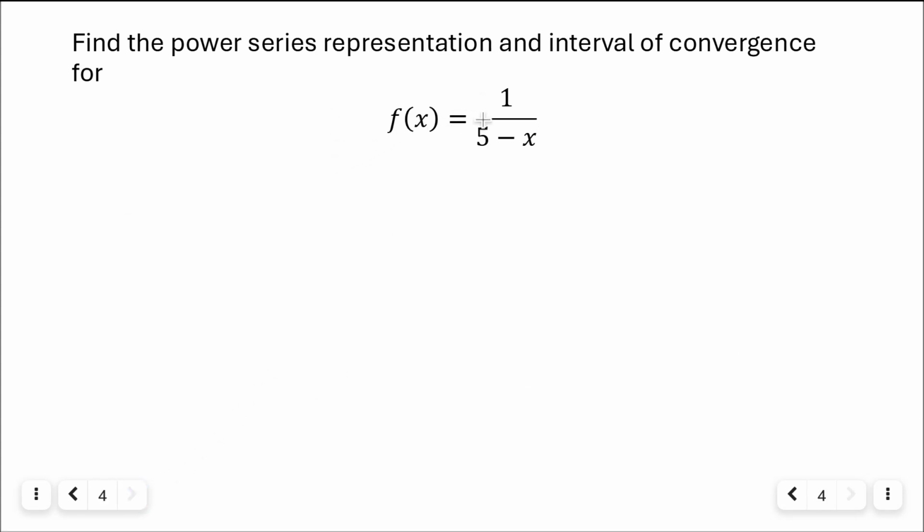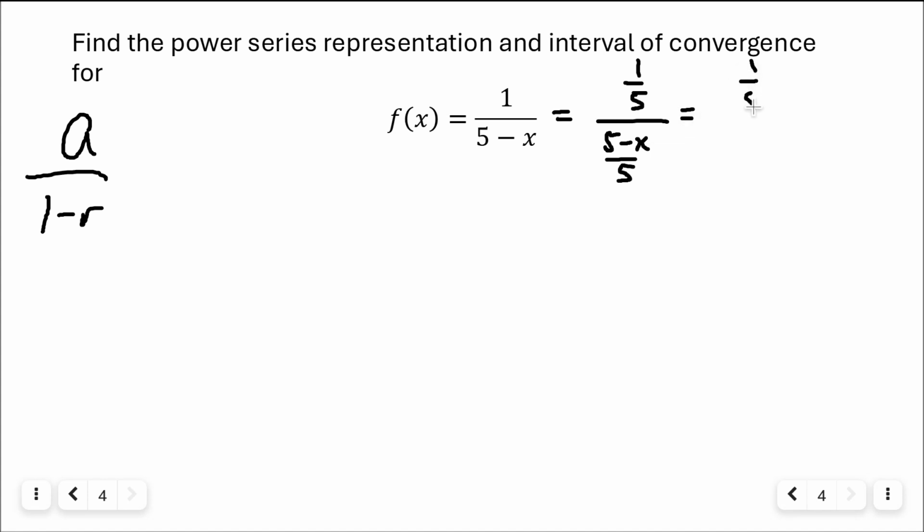Let's try 1 over 5 minus x. All right, so again, we're trying to get a over 1 minus r. We have the subtraction sign. The problem is this number is not a 1. It's a 5. So what we're going to do is we're going to divide the numerator and denominator by 5. Okay? So now I'm going to clean this up a little bit. It gives me 1/5, 1 minus x over 5, right? So now I'm in the right form.